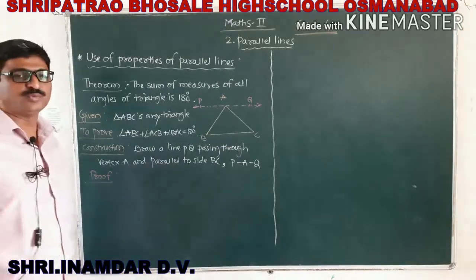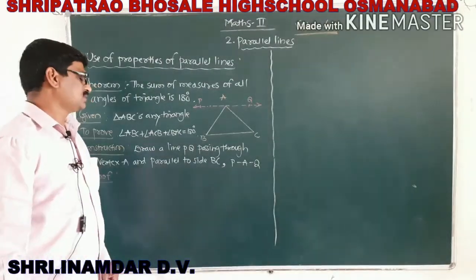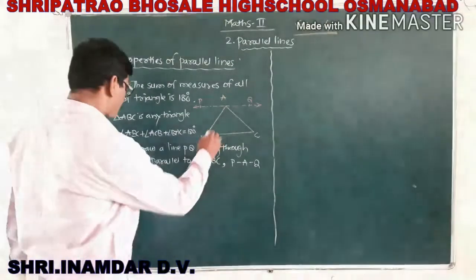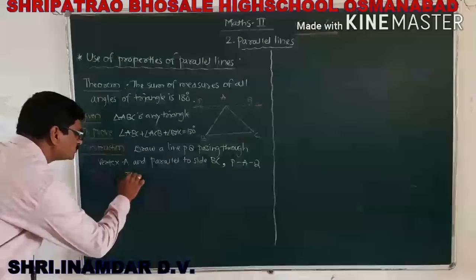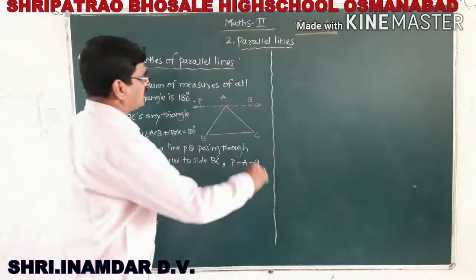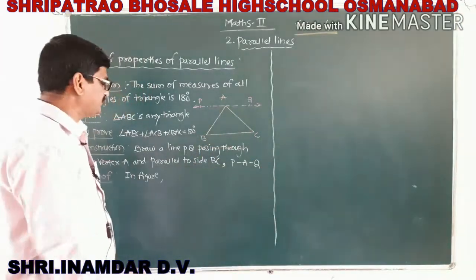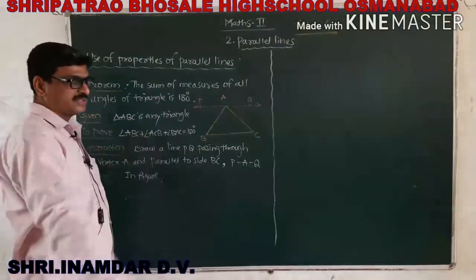So here in the proof we have to use the properties of parallel lines. See that in the figure. आकृतीमध्ये काय दिले बघा, तर ही रेषा PQ ही बाजू BC ला समांतर आहे, हे आपण कन्स्ट्रक्शन मध्ये लिहिलेलं आहे.